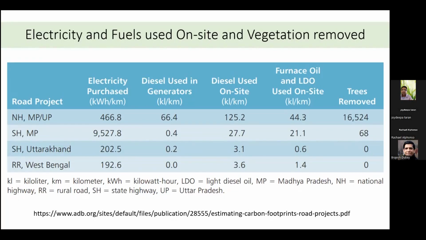Prior to that, I'll show you the examples on this. For the calculations in the different road projects, what are the data that they have collected? Electricity and fuels used on-site and vegetation that has been removed have been considered. The data you are seeing over here is typically the real-time data that has been collected from road projects, national highway projects in the Indian context.